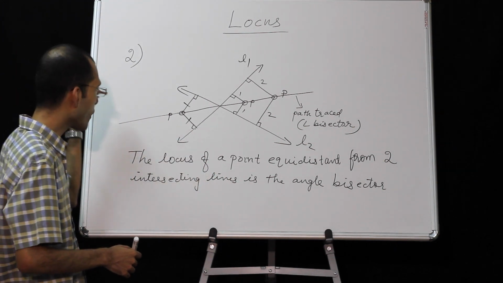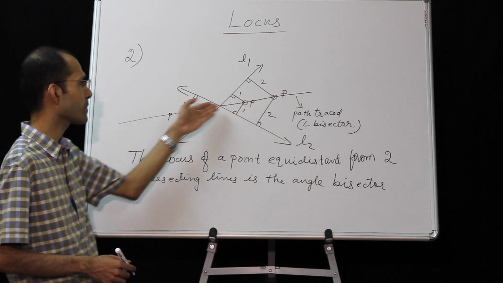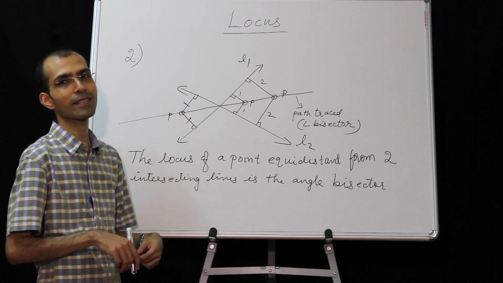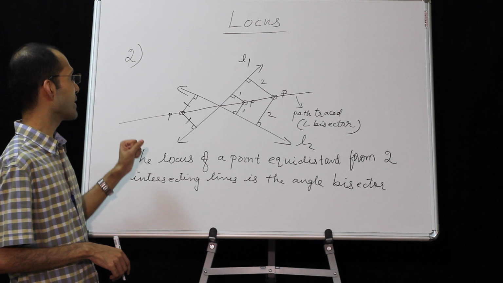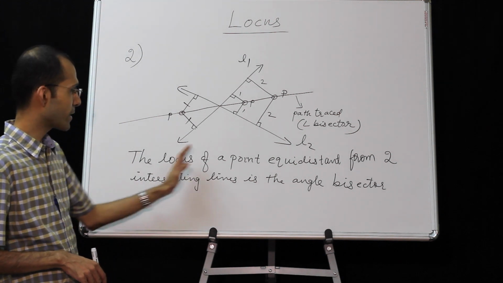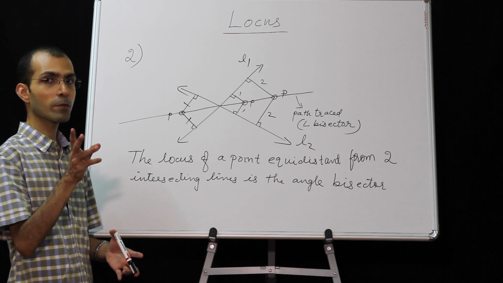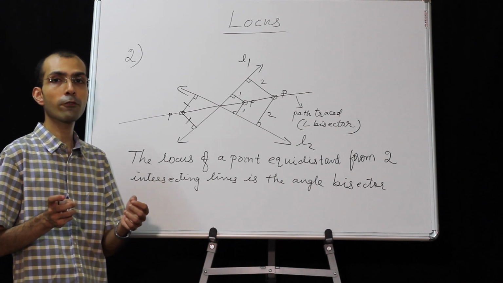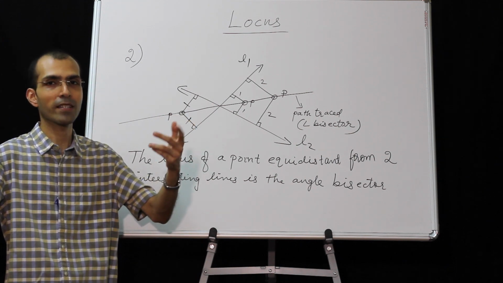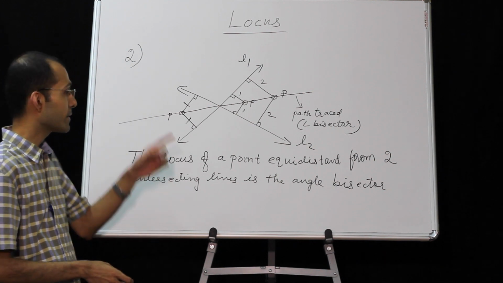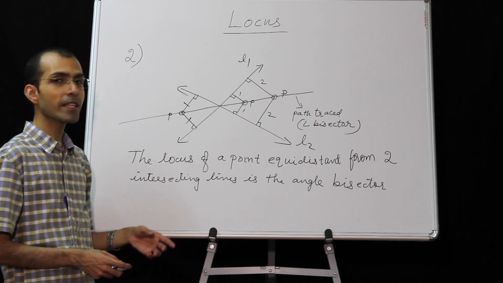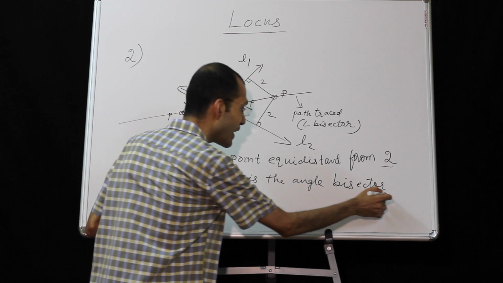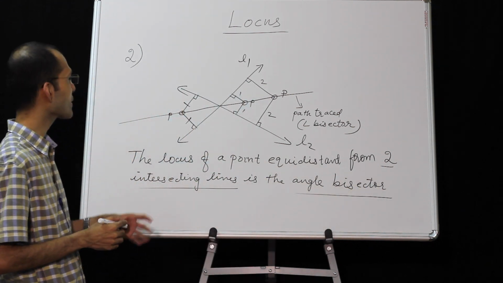Conversely, any point on the angle bisector, any point, not necessarily these 3 points, will always be equidistant from two intersecting lines. So this was our second concept of locus. It has been written down. Do not confuse between concept 1 and concept 2. Concept 1 was the locus of a point equidistant from two fixed points, which was the perpendicular bisector. Second concept, locus of a point equidistant from two intersecting lines is the angle bisector. So this takes care of the second concept.